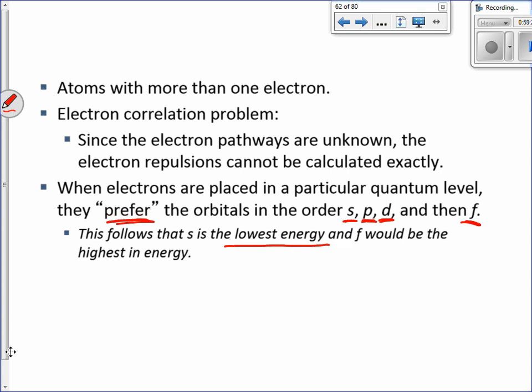They can't be calculated exactly. We know this because of uncertainty and all of that good stuff. They prefer the lowest energy level. That's why they're going to fill S first, because S is going to be closer to the nucleus and have lower energy than the P. That's what we're talking about there, the why.